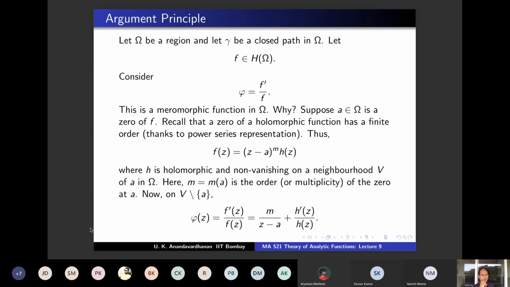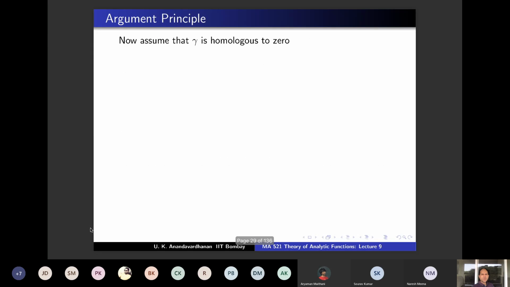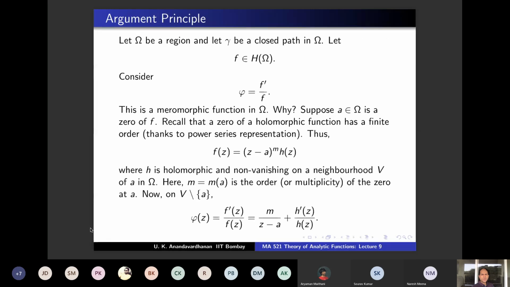You also needed the cycle not passing through any of the poles. So a is a pole. So you will assume that gamma is homologous to 0 and that f has no zeros on gamma star. Why do you assume f has no zeros on gamma star? Because if f has a zero on gamma star, then phi has a pole on gamma star. So gamma is passing through a pole. That you wanted to avoid in order to apply the residue theorem. Right? So assume that f has no zeros on gamma star.